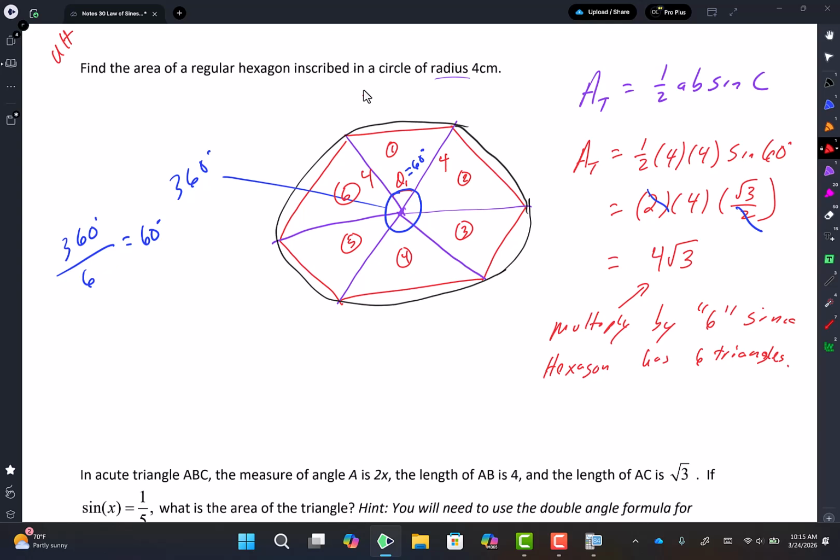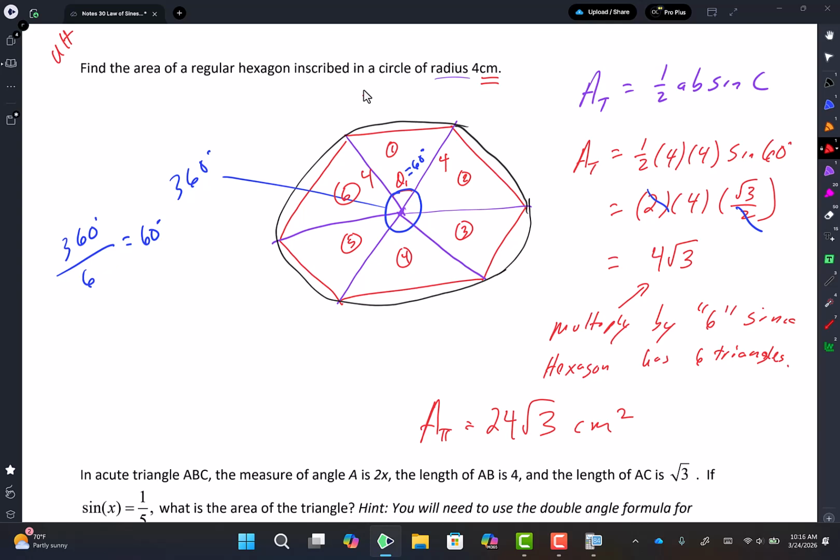What's 6 times 4? 24, right? 6 times 4, 6, 12, 24. 24 square root of 3. And since they put units, square centimeters. Don't call that centimeters squared, that's square centimeters.